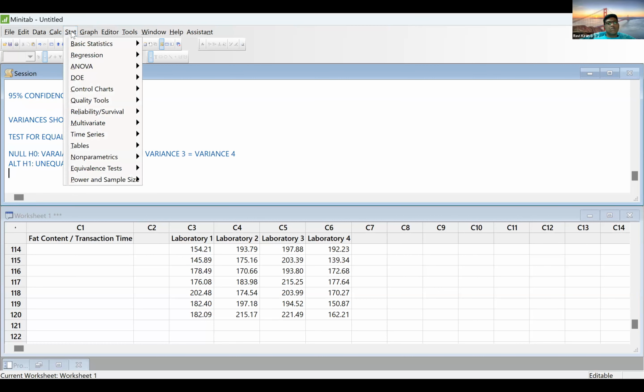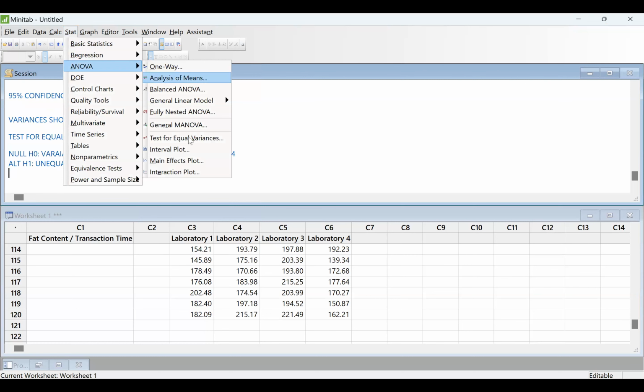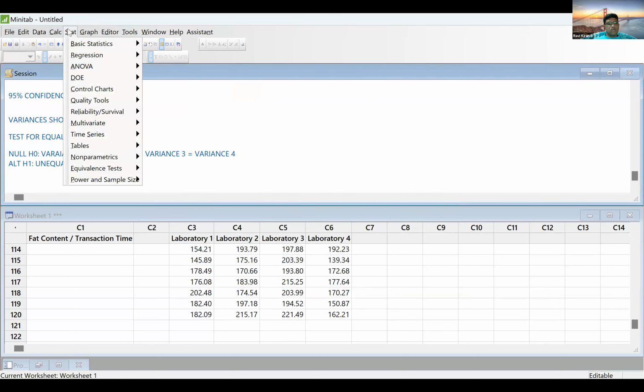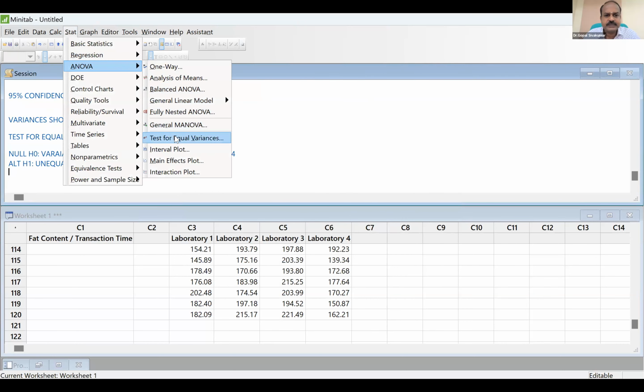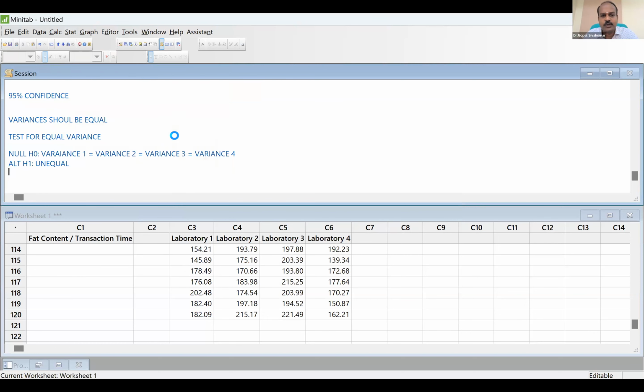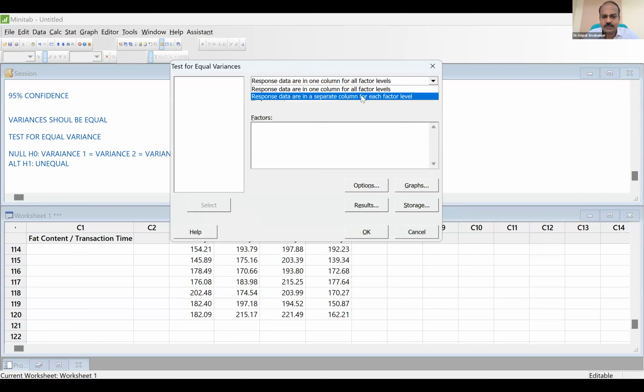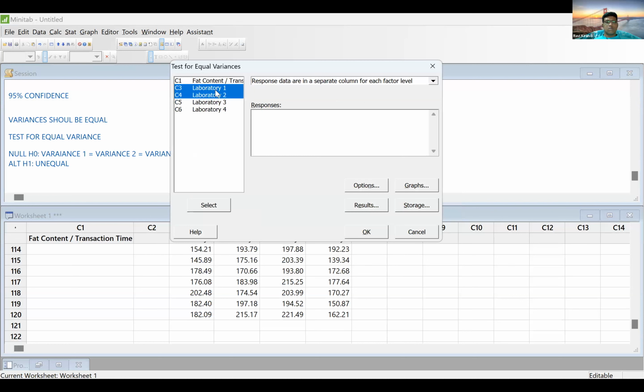Stat, ANOVA, test for equal variance. Description: determine whether the variance or the standard deviation differs, because variance and standard deviation have a relationship. When I square the standard deviation, it gives variance. For 2 or more groups. Do you have response data in one column or separate columns? Separate columns. Here is your data.